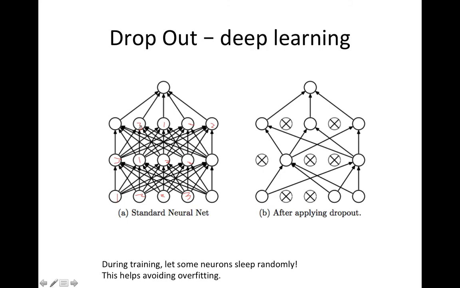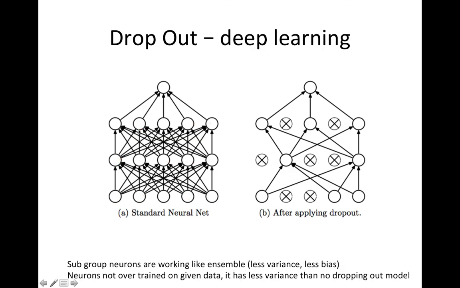And do you think this will help overcome the overfitting issue? Yes, it helps. First, the subgroups of neurons are working like an ensemble. That means less variance. Because it's skipping some training, the variance is going to be less, right? So less variance means it's farther from the overfitting issue. And the second reason is that the neurons are not overtrained on the given data because they slept sometimes, right? They just missed some training. That means it has less variance than the no-dropout model, the standard neural net, right?